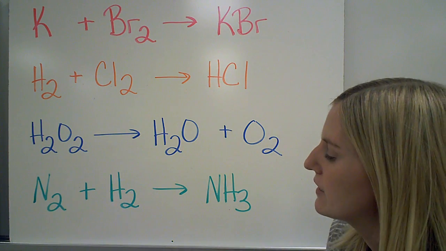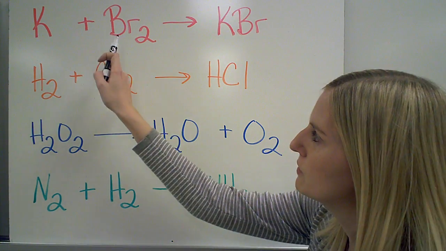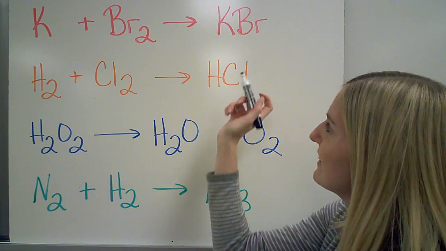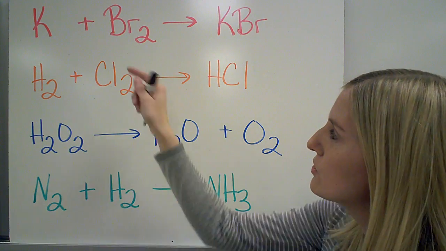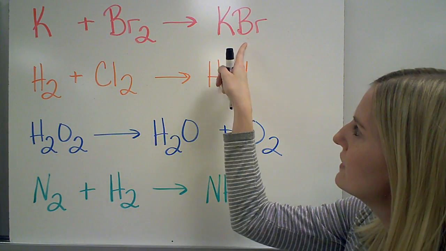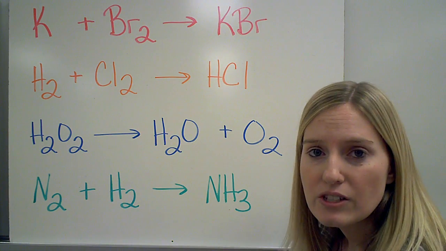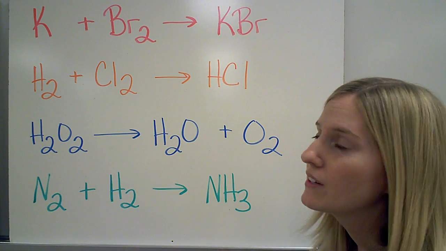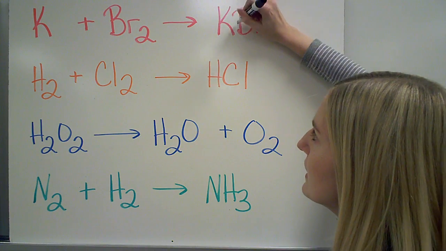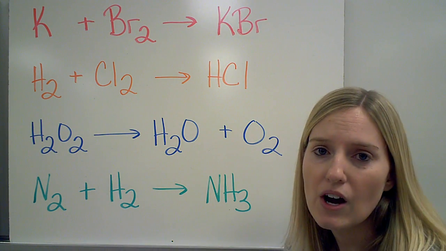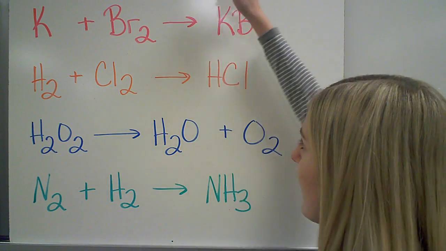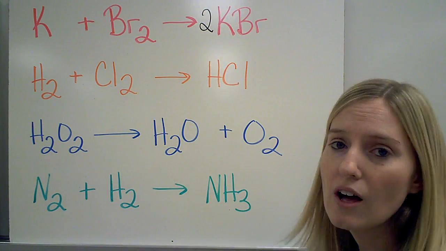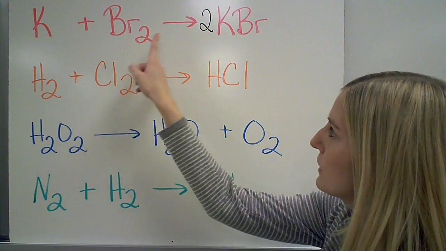So at the beginning here, I have 1 potassium and 2 bromines. And at the end, I have 1 potassium and only 1 bromine. That's unbalanced. So to get 2 bromines on this side as well, I need to use a coefficient of 2. Now I can't put that 2 in between the K and the Br. The 2 has to go in front of that whole chunk. So I have to put a 2 here, which solves my bromine problem. I have 2 and I have 2.